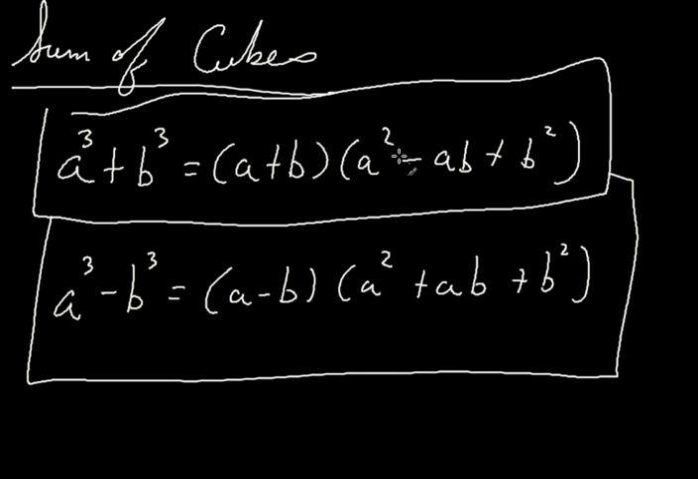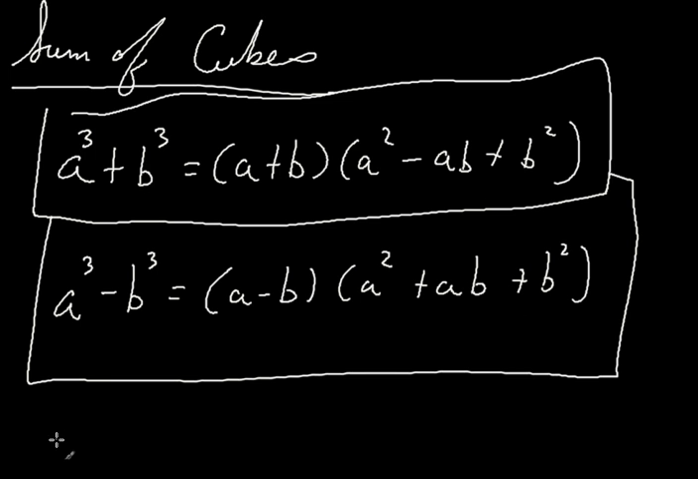And then these are always the opposite sign, and then you have always positive there. So the difference of cubes is the same thing, except we switch the signs. So it's a difference, so you have a difference here, it's the opposite sign here, and this is always positive.